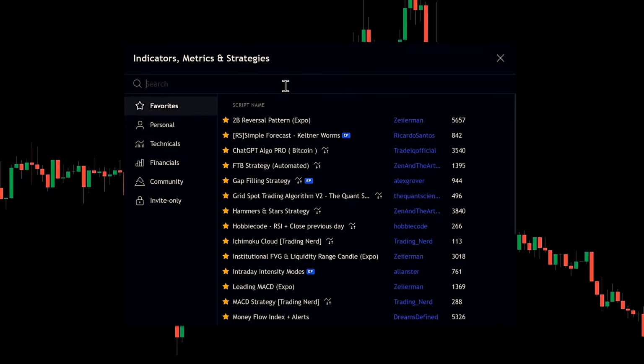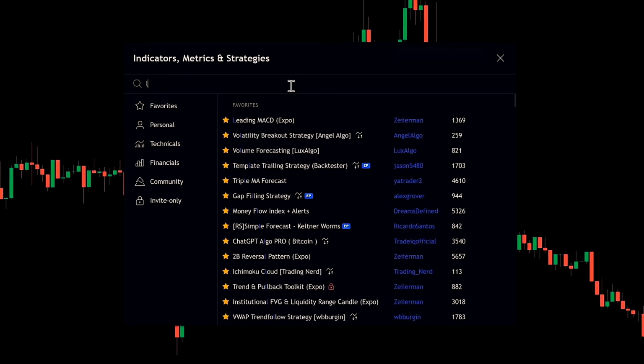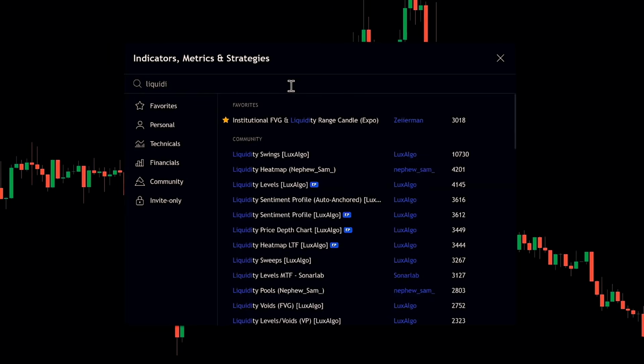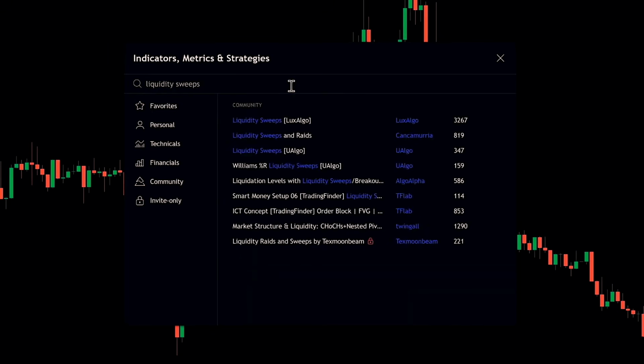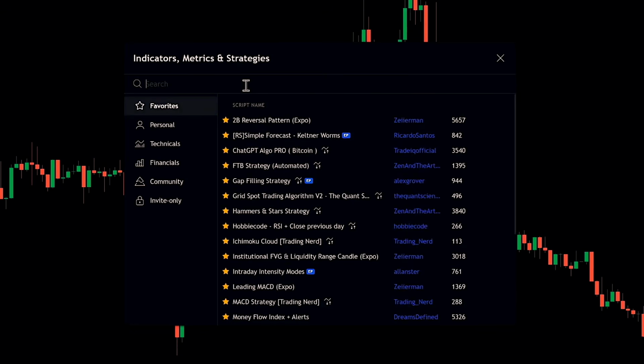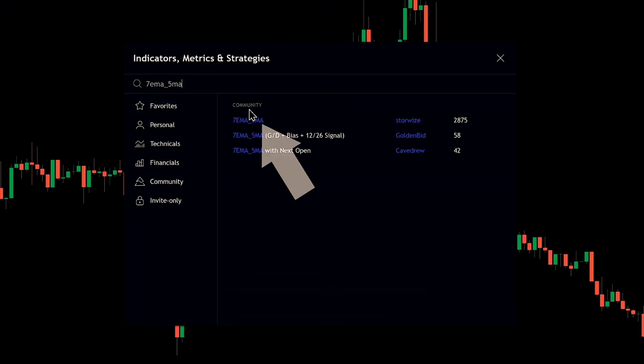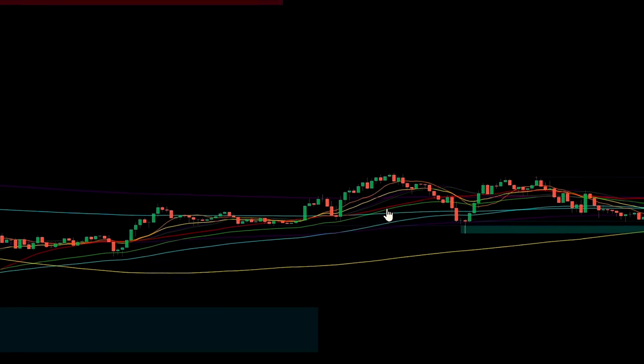Now click on indicators and search for the first one, which is the core of this strategy. Liquidity Sweeps by LuxAlgo, my favorite author. Big shout out to them. Then add the second indicator, a fantastic trend tool called 7 EMA, 5 EMA by Storewise. Next, let's tweak some settings.